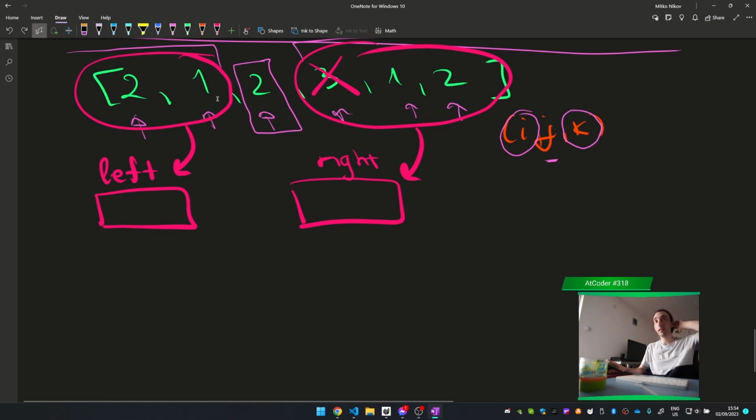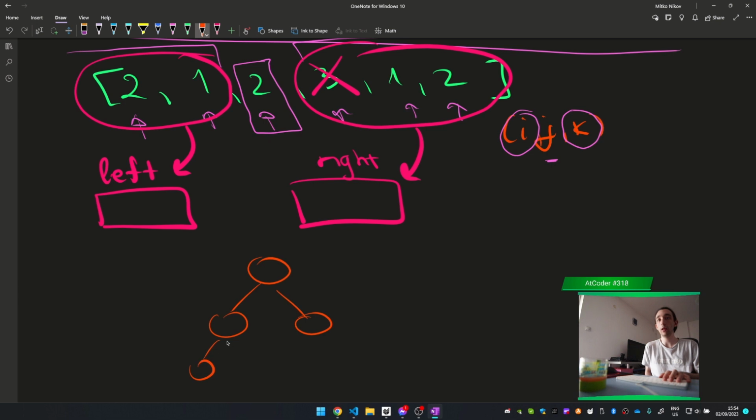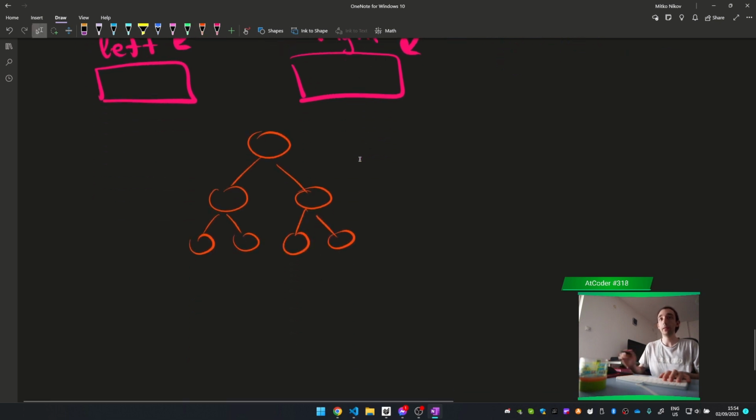But what I actually did is I had one segment tree where, if you know how a segment tree works, of course, I won't explain it here in detail, but each of my nodes represented how many ones I have, how many twos I have, how many threes I have, how many fours I have.